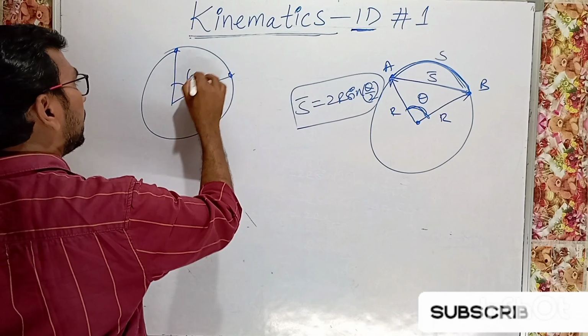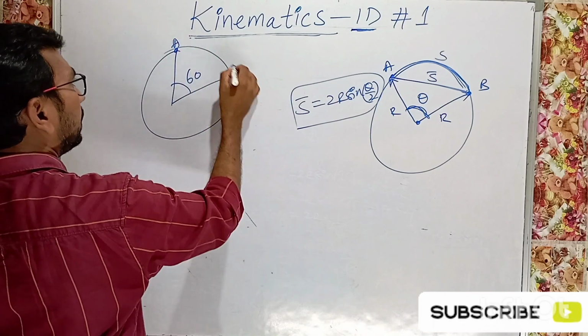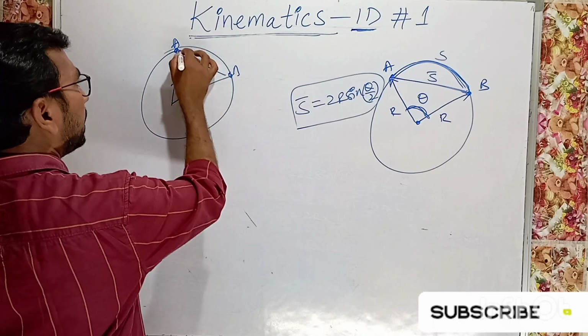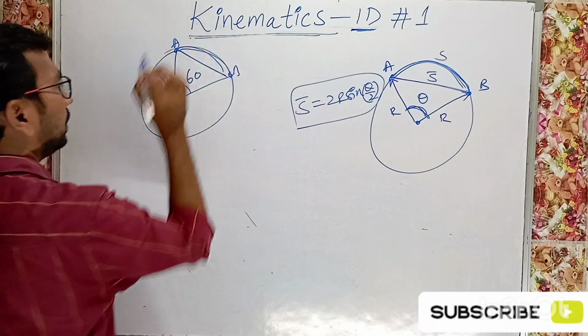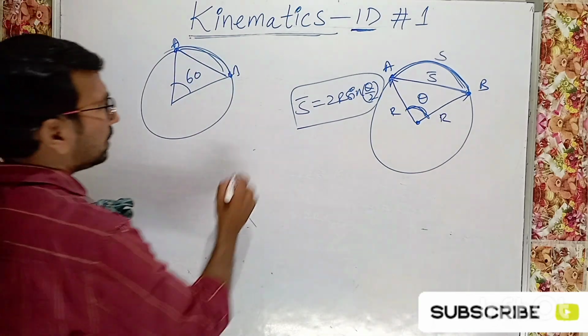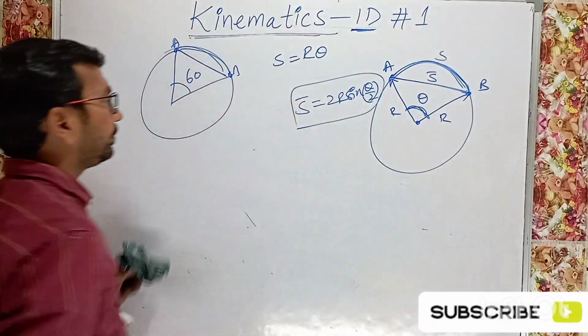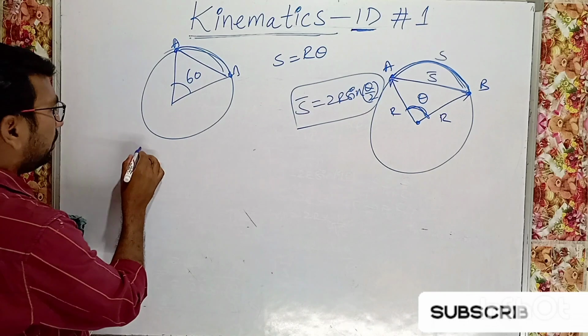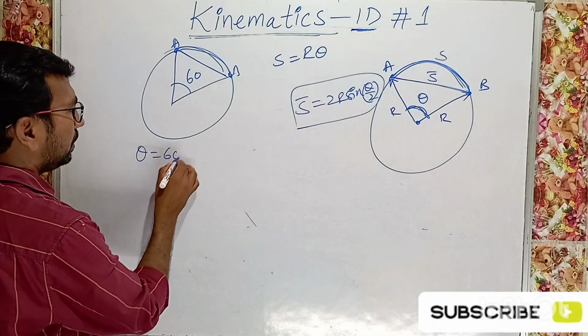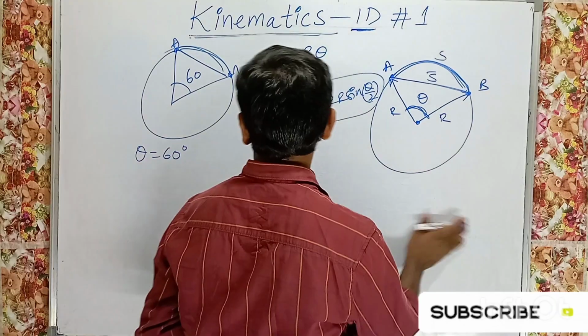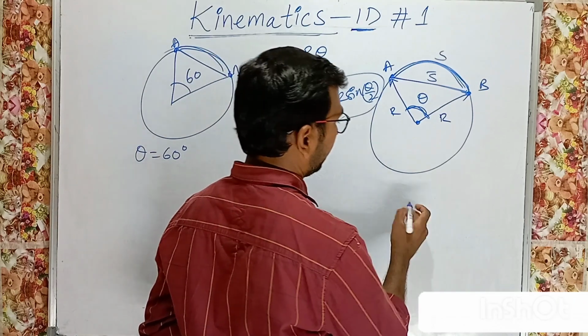So this is 60 degrees. This is point A. This is point B. So this is displacement. This is distance. So here the distance formula is: distance is equal to R theta. So here theta is equal to how much? 60 degrees, in terms of radian.